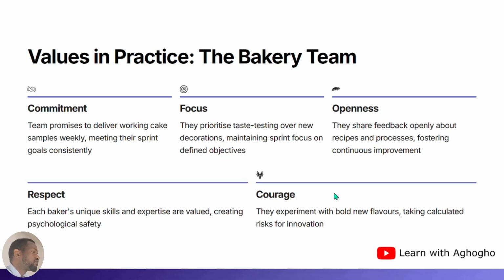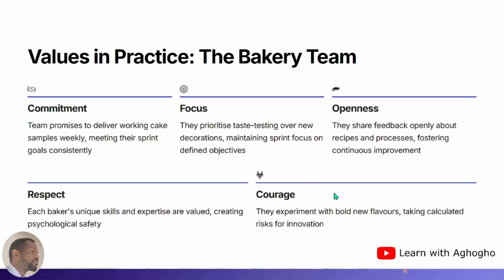Openness. They share feedback openly about recipes and processes, fostering continuous improvements. So they're working together as a team, being sincere with their feedback. If the cake does not taste good, say it without feeling, oh, I'm going to hurt somebody's feelings. It's for the common good.